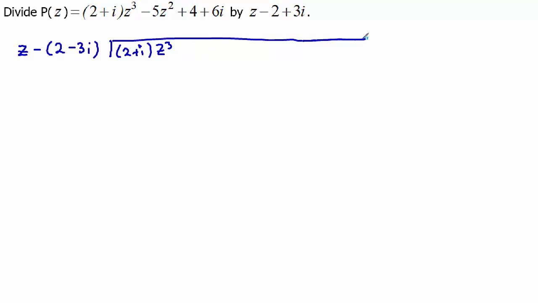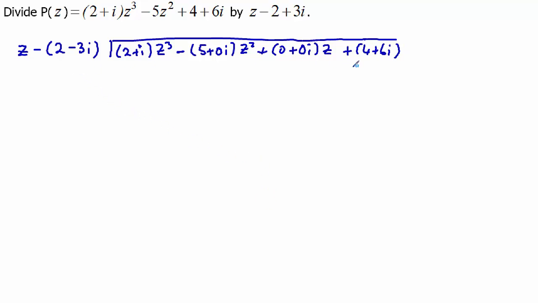Now the 5z squared, I'm going to write that as 5 plus 0I z squared. We don't have a z term, but we need one. So I'm going to put that in as a 0 plus 0I z. And then I've got 4 plus 6I, like so.